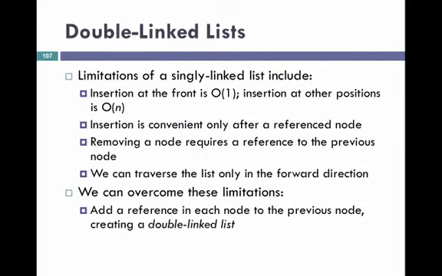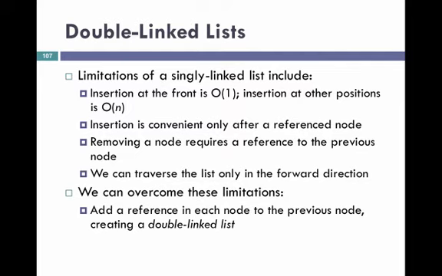Now, singly linked lists have some limitations. We can insert in the front in an order 1 operation, meaning no matter how long the list, it's a constant time to insert a new element or a new node in the front of the list. But inserting at other positions is on average order n. So insertion is convenient only after a reference node. If we already have a pointer to where we want to insert, then it's fast. Removing a node requires a reference to the previous node, and we can only traverse the list in the forward direction. So we can overcome these limitations by adding a reference in each node to the previous node.